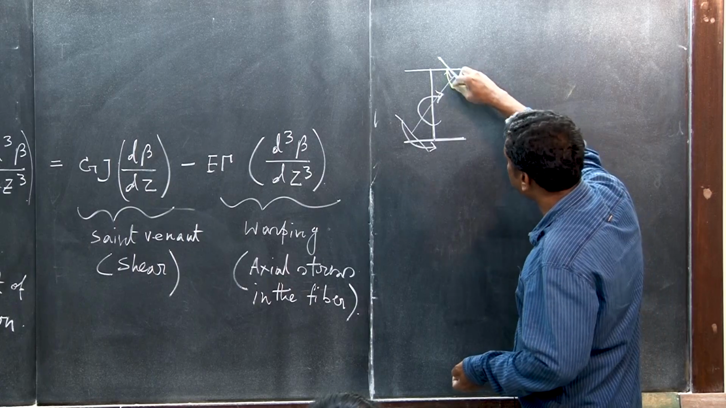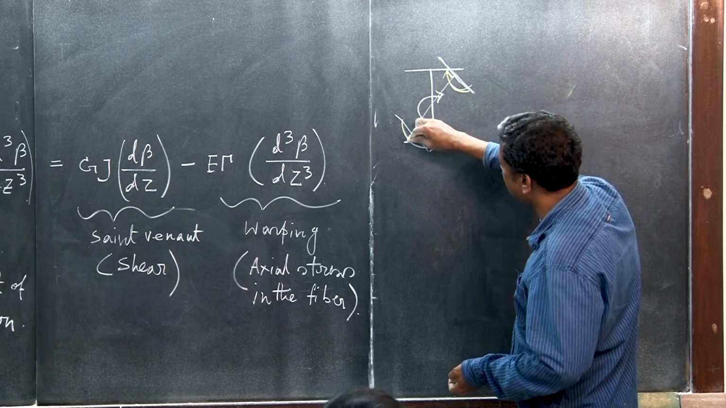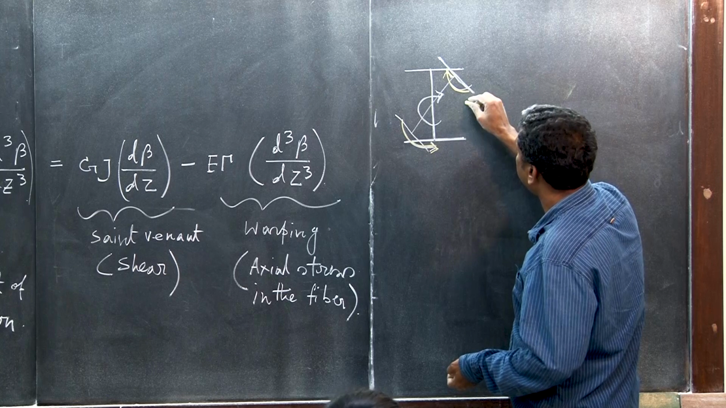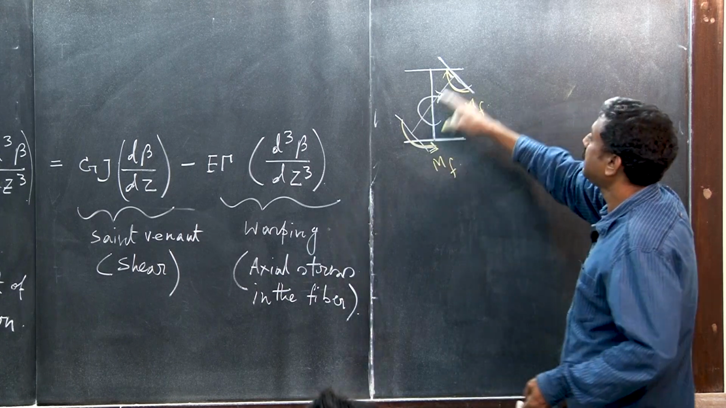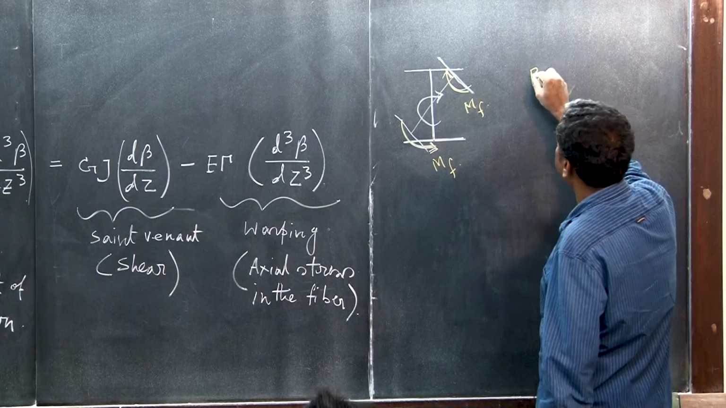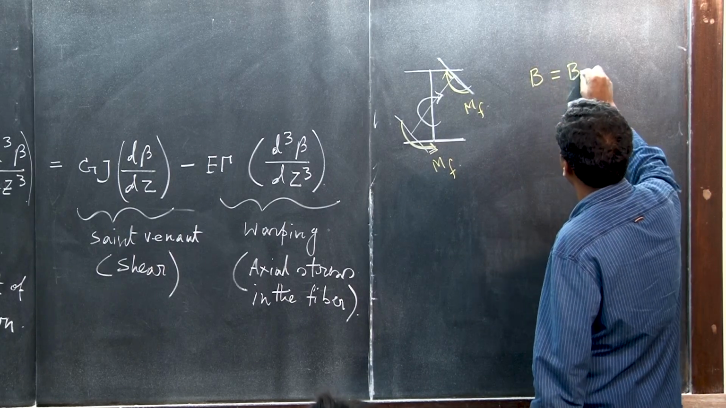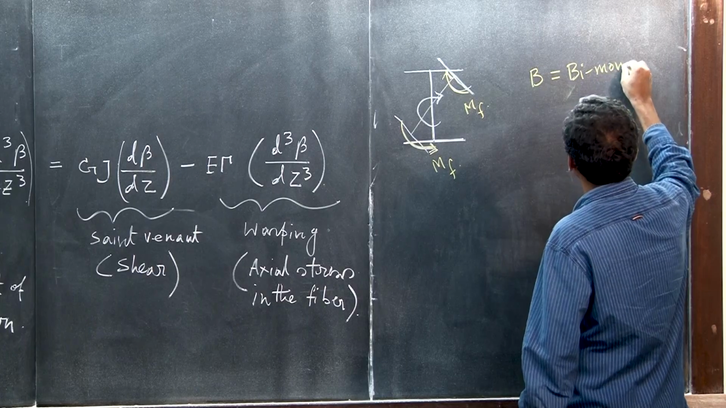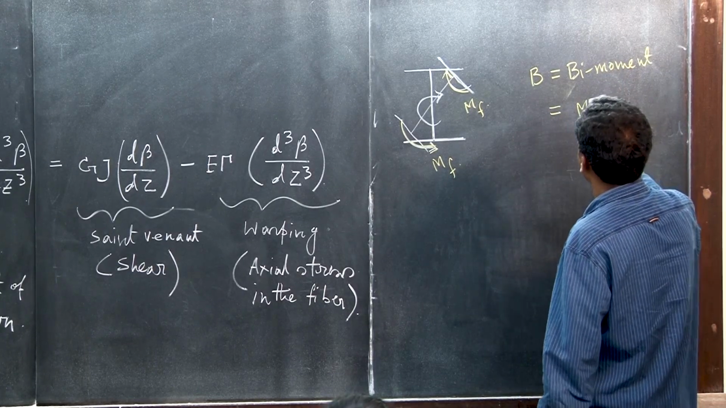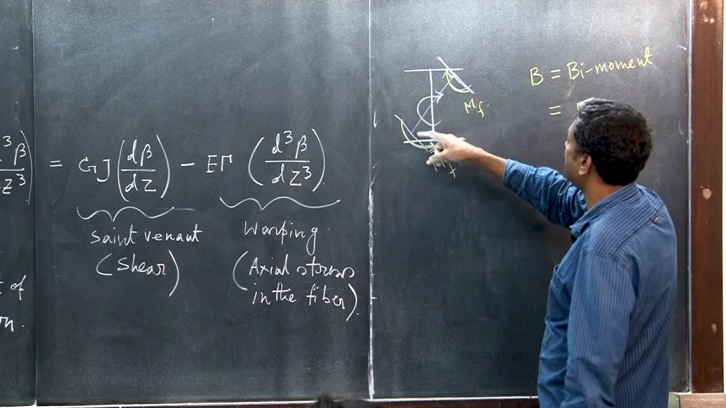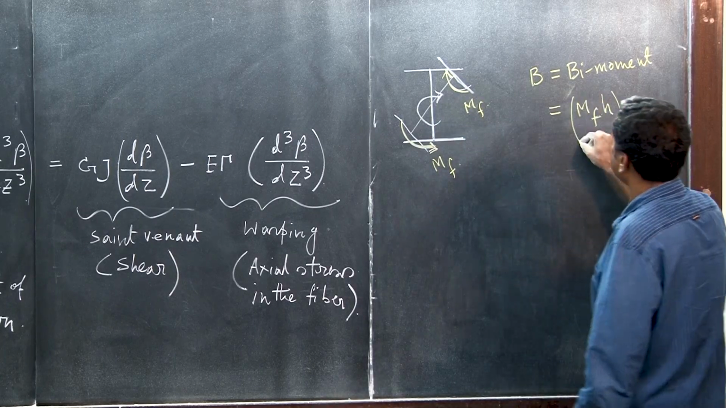So, here some bending is happening, here also some bending is happening, and they are in different flanges, so there is moment in the flange, right, and there is some distance, okay. So, there is this bimoment, which is called bimoment, okay. You do not require to know this, but just to introduce. Bimoment can be defined as M_f multiplied by this h. This is called bimoment.